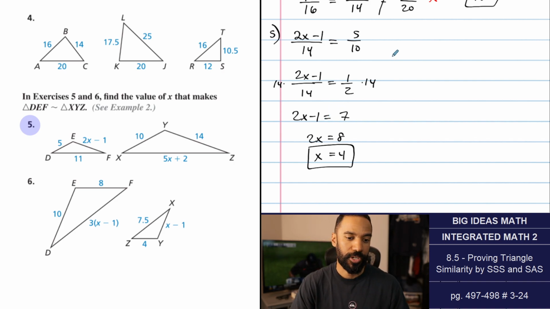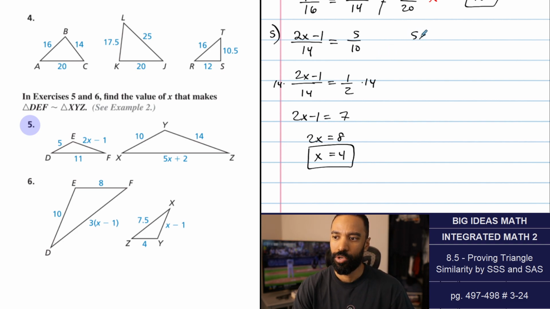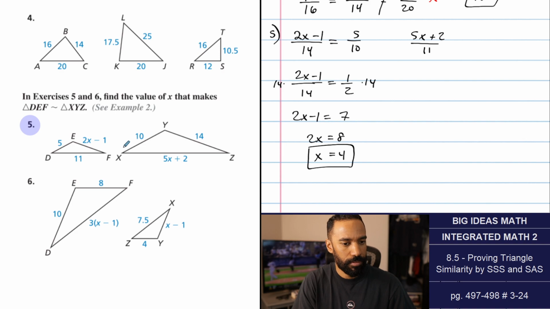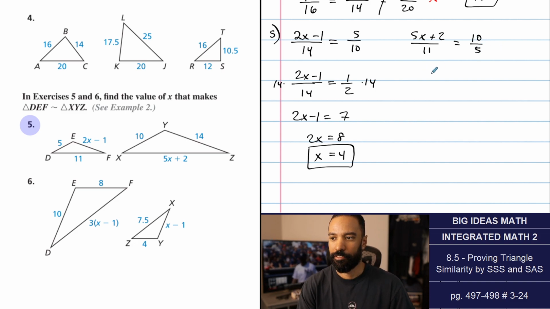To show you another proportionality, as you say, what about 5x plus 2? Why didn't you do that? Well, we could. Let's do 5x plus 2 over 11. Notice this is the bottom on the big divided by the bottom on the small. And let's do the left on the big, 10 over 5, over the left on the small. 10 over 5, as you know, is 2.